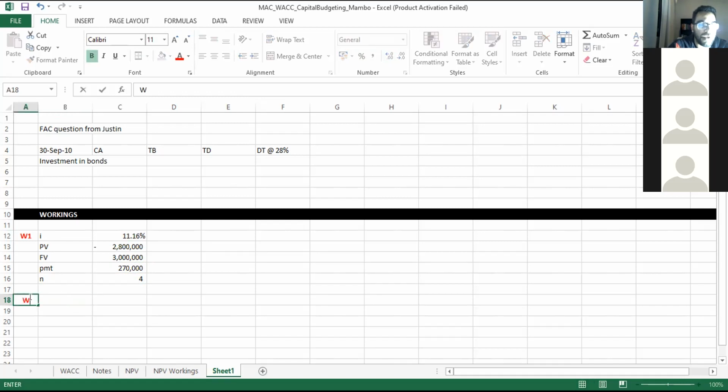Now I need to work out the carrying amount. So the carrying amount using amortized cost is the balance at the end of 2010. So it's the balance at 30th September 2010. So effectively, I want the present value at 30th September 2010. To work out present value, I'm going to need my future value, PMT, N, and I. I is your effective interest rate. We calculated that above.